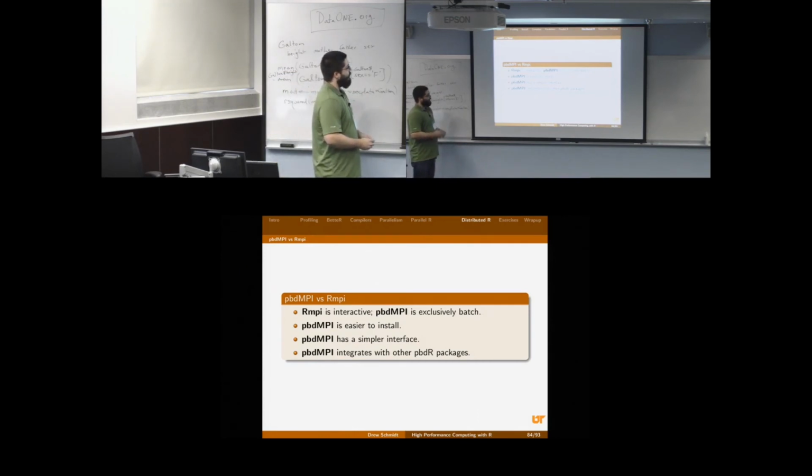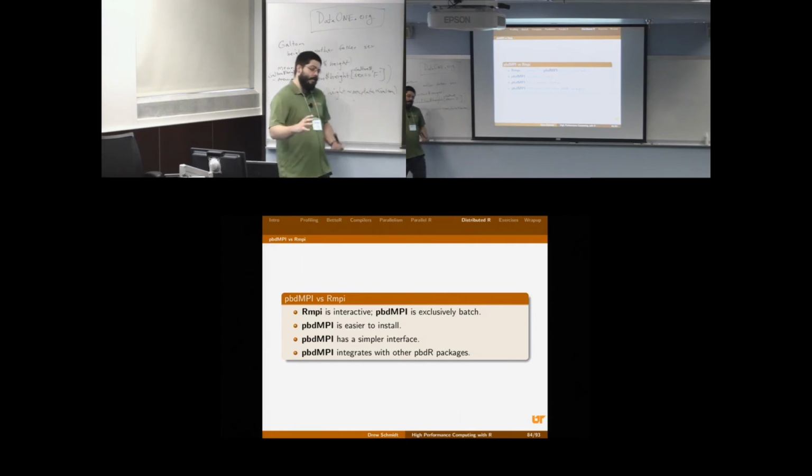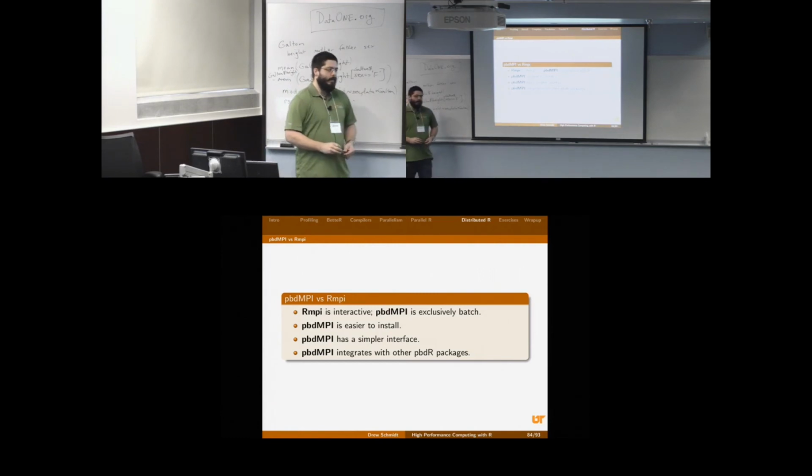But to get something that's really good and scalable, you can't use the RMPI model, and that's why we don't use it. PBD MPI, however, is much easier to install, and we support Solaris, Linux, Mac. On CRAN, those binaries are available. Well, you install from source on Linux and Solaris. There's no binary for Windows available, but we do support it. It should work. One of our developers uses Windows, so he tests that extensively.